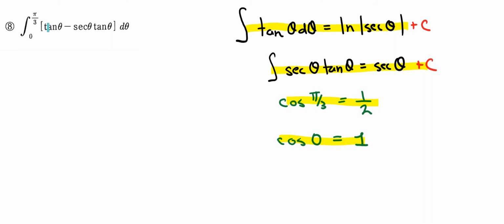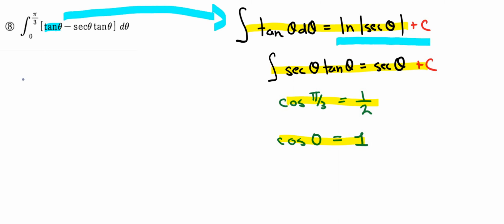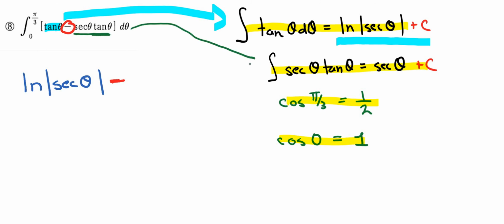So for example, if I want to find the antiderivative of tan theta, let's just follow the reference sheet here, and the antiderivative of tan theta is ln absolute value of secant theta. And then there's a minus sign in the middle, so minus. And now what's the antiderivative of secant theta tan theta, which is right here? The antiderivative of secant theta tan theta is just secant theta, so minus secant theta. So that's my antiderivative there, and now I'm going from 0 to pi over 3.